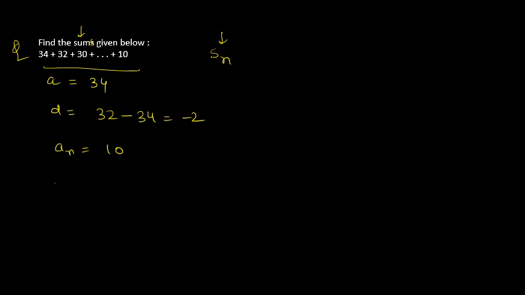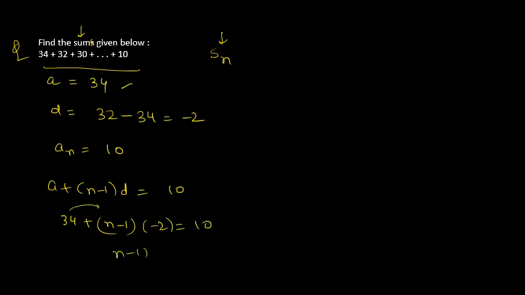So an is a plus (n minus 1) into d, right? This is the formula for the general term. a is what? 34, and d is minus 2. If you take 34 to the right hand side, 10 minus 34 will be minus 24. So n minus 1 is minus 24 by minus 2. Minus is cancelled with minus, 12. So n is what? 13.